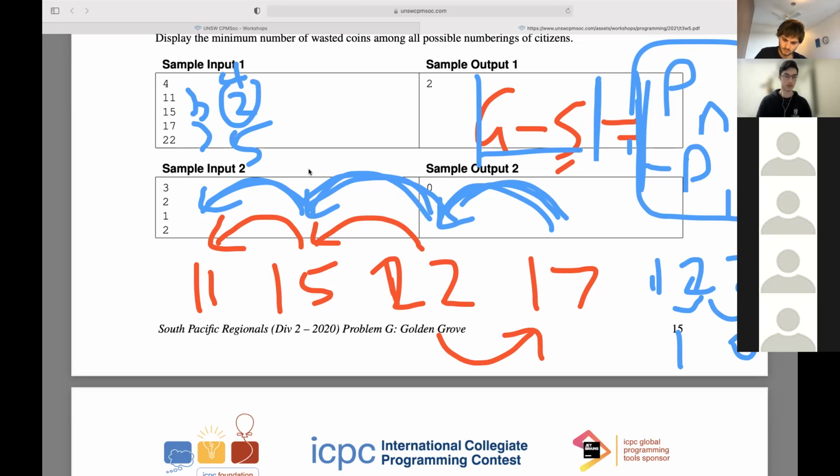And the last case, it was 1 in a million. In that case, the sorted order is 1 in a million, and the only difference is going to be 999999. So that's our answer.